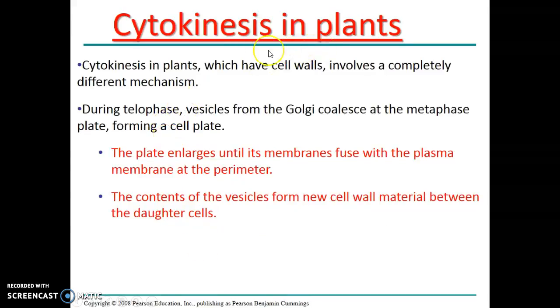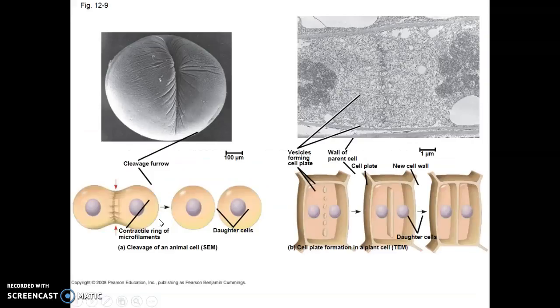Cytokinesis in plants, which have cell walls, involves a completely different mechanism from animals. During telophase, vesicles from the Golgi apparatus coalesce at the metaphase plate, forming a cell plate. The plate enlarges until its membrane fuses with the plasma membrane at the perimeter, and the contents of the vesicles form new cell wall material between the daughter cells. That's basically how it is.